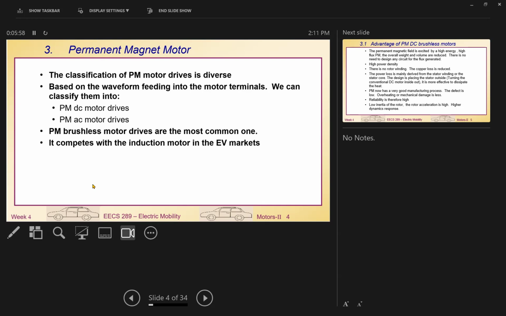SUV, local private car, quite okay. But how about for truck, big truck, electric ship? Can we use PM motor? In theory, we can, yeah, because the PM is supposed to be higher in efficiency, more effective, right? Higher power density. So for big vehicle, we should use PM, but that's not the case.